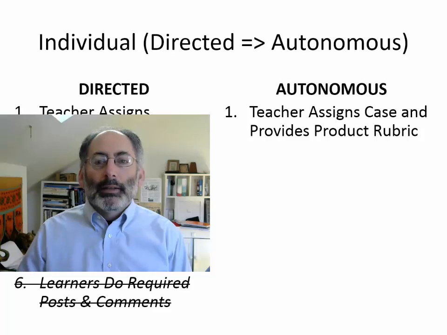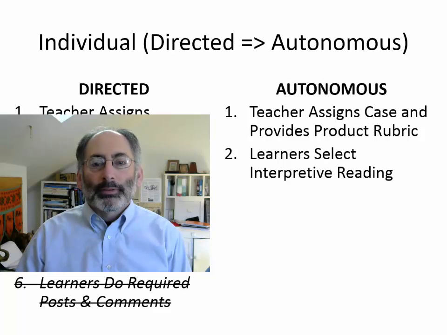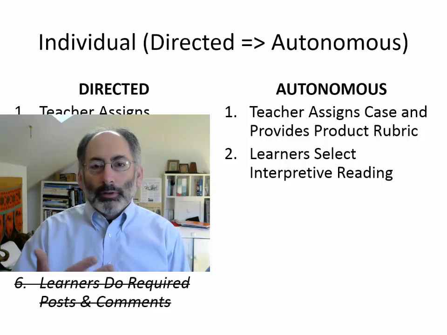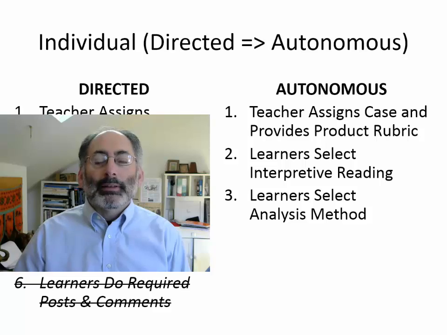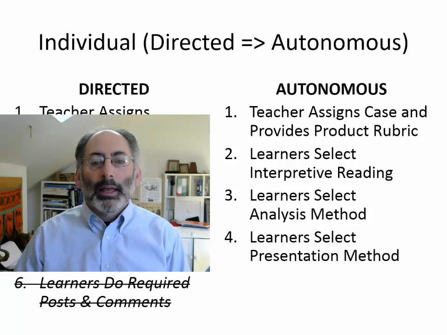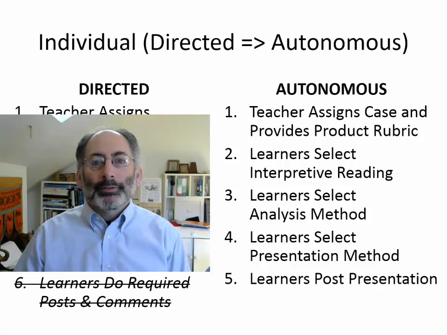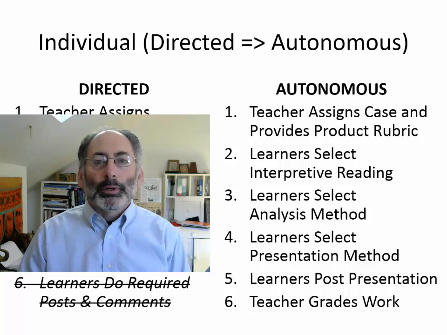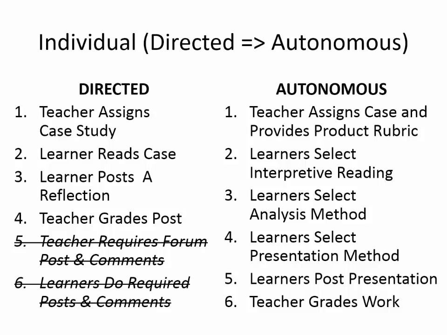But on the autonomous side, you would assign a case and a product rubric that says whatever it is that you make, here are some things it needs to address. The learners are going to select another reading in addition to the case study. That is a filter, a way to interpret it. And they'll select how they're going to analyze it. What are they going to put together? And they're going to select what are they going to make. They share what they make with the class, and the teacher grades the work based on that rubric. Again, it's individual, but the individual has an incredible amount of control over what they're doing. And because they like to work with certain material and they like to think certain ways, this is what constructivism would say is the best way to go forward, the sort of individual side of constructivism.